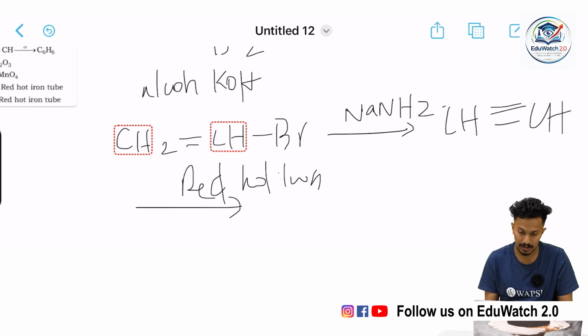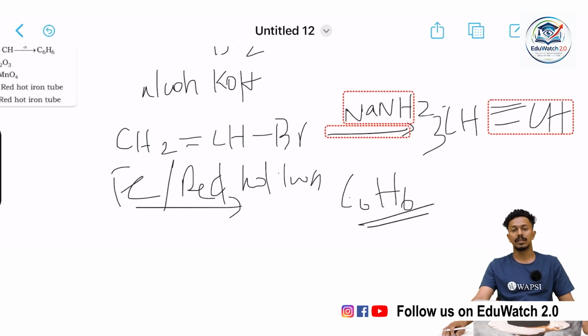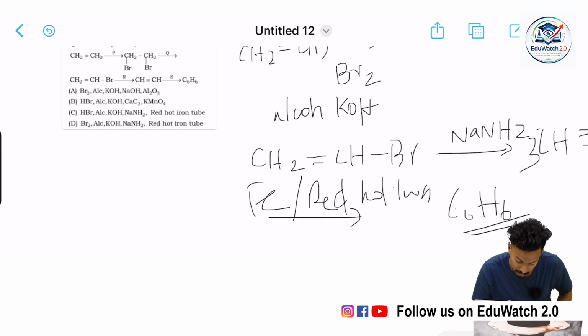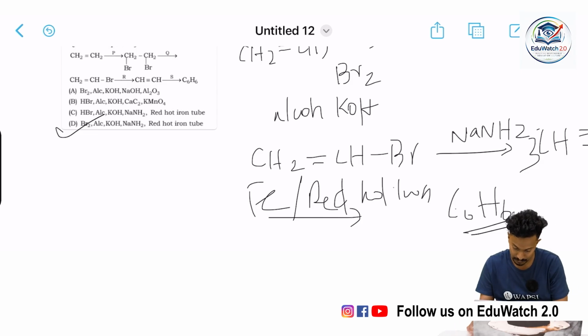what is this reaction called actually? Reduction using Fe. This then forms benzene: 3 CH triple bond CH. For this, the correct option would be option D, where in the last reaction ethyne is passed through a red hot tube containing iron to form benzene. So the correct option would be option D.